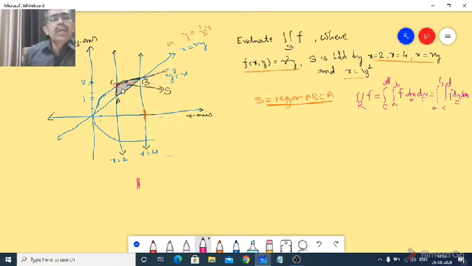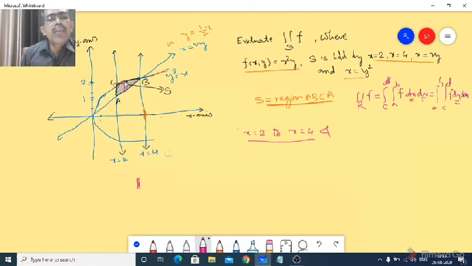Now if I take such a strip or a line here, then to cover the region it moves from x is equal to 2 to x is equal to 4. So I have the limits of x. Our aim is to find the limits of integration over this region, and for this I have taken a line parallel to the y-axis and I move this line along the x-axis.